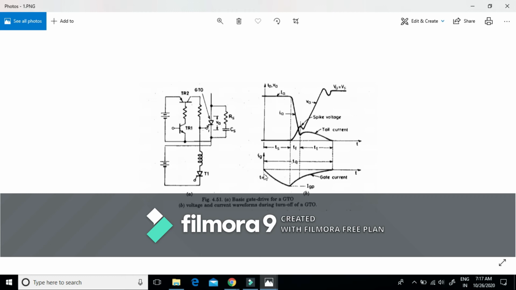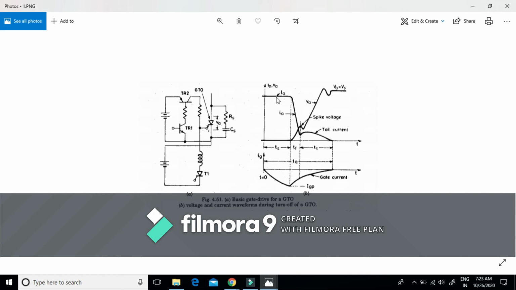Here you can see this is the gate current. Basically, from t equal to 0, we are applying this negative gate current until it reaches its peak, from which this fall period starts. And then whenever it settles back to 0, the anode current falls to 0, and the anode voltage is equal to our source voltage. Here, this is the snubber circuit that is used for protection purposes, protection against the high dV by dt, just like a thyristor.